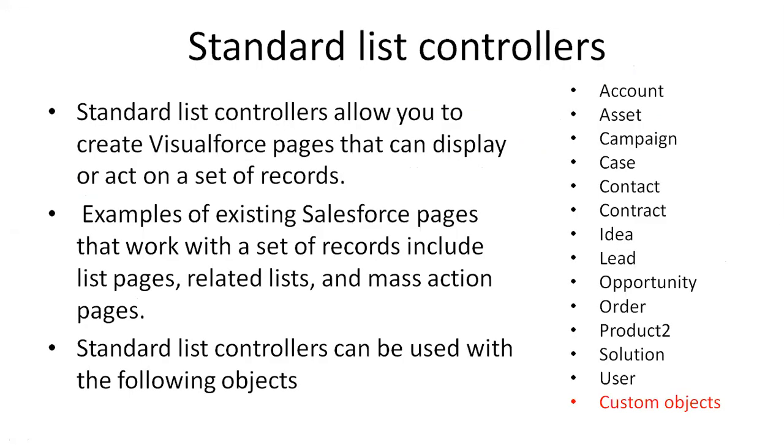Like that, you have a standard list of controllers available in Salesforce. Account is one type of standard list controller. Asset, contact, contract are also types of controllers. Lead, opportunity, product, solution, and some custom objects. These objects are called standard list controllers, and you will use this standard list controller in each and every page.